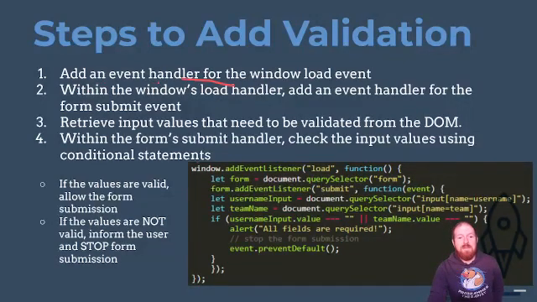You want to add an event handler for the window load event. So that's this, on load. And then within this handler, you want to add an event handler for the form submit event. So it grabbed the form and made an event listener off of that form for the submit. So once you submit that form, what does it want you to do? And then you're going to retrieve the input values that need to be validated. So in this example, there were two: user name and team name. So you're going to retrieve those values.